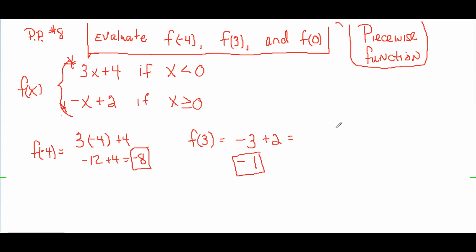Okay, and the last one, f of 0. Well, let's see. For f of 0, which equation do you think I'm going to use? You're right, it's the bottom one, because if x is greater than or equal to 0, then I use the bottom one. So this would end up being -0 plus 2, which equals 2. And those are my solutions for this piecewise function.